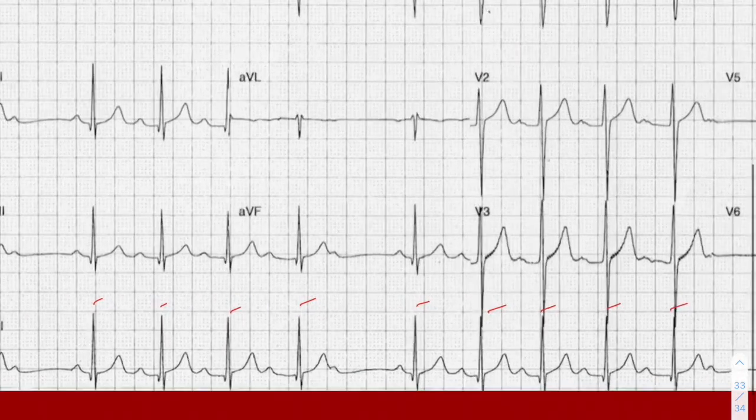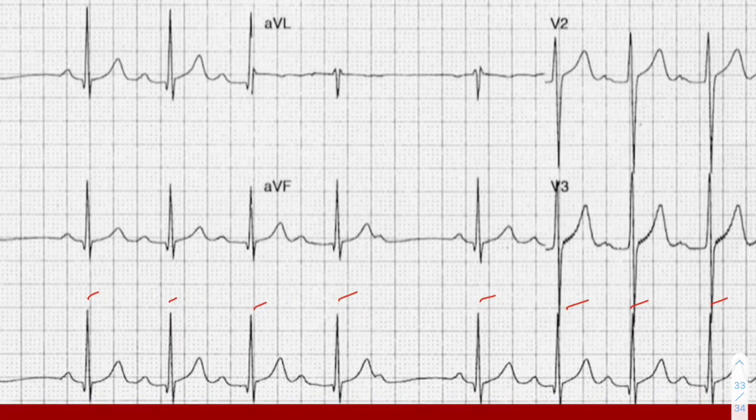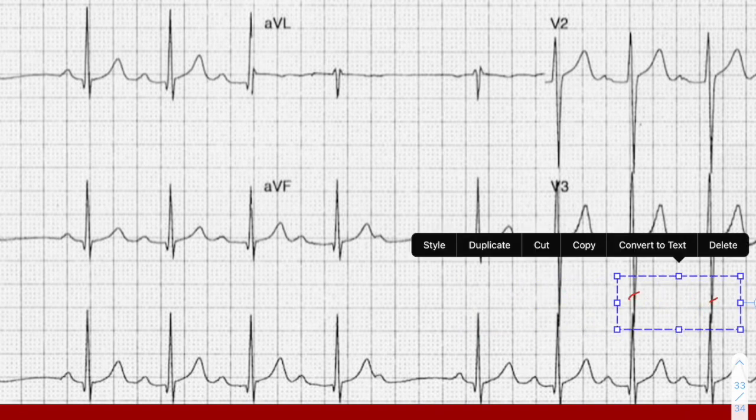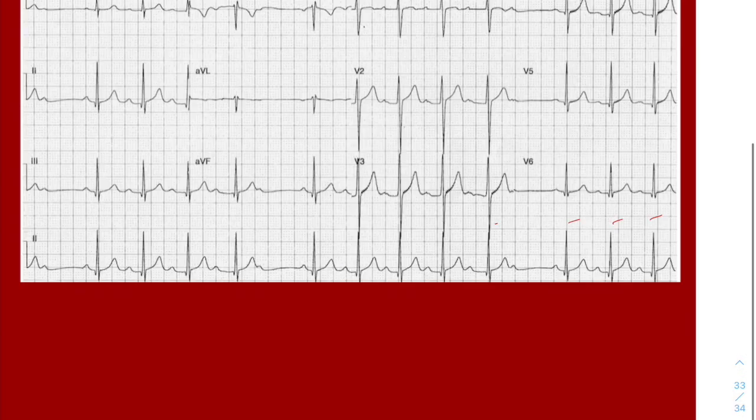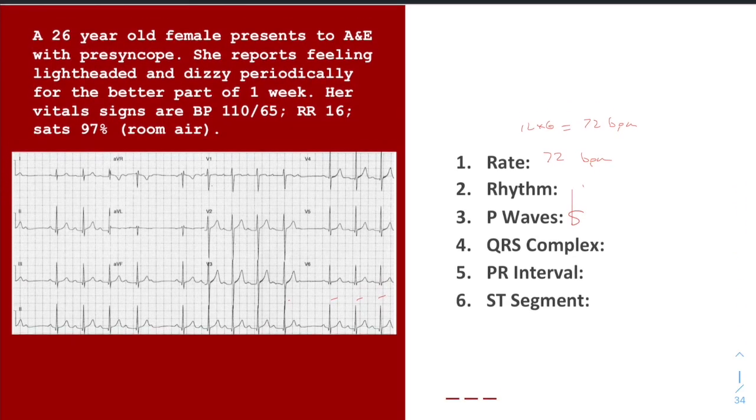What is our rhythm like? I probably should have started with rhythm, but we do have some tick marks. So let's see if they're lining up across. And you can see they're lining up nicely. This is a large gap, but if you go to the next segment, you can see that they're lining up. So you can say this is a sinus rhythm.